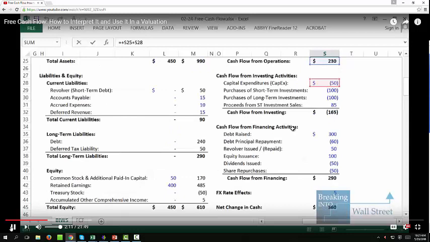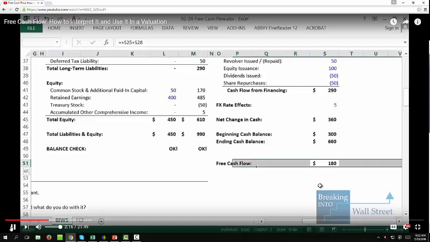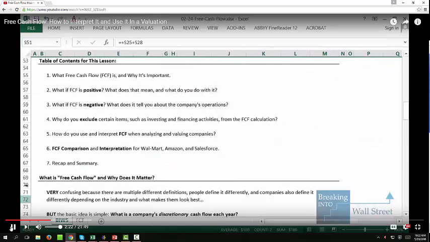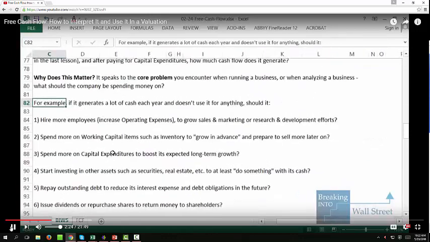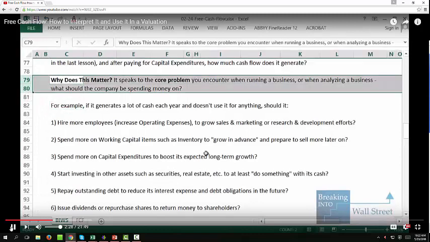And we'll get into that as we progress through the lesson, but I just wanted to lay out the basic definition and show you a calculation for this online training business company that we've been using in these examples so far. The reason why this number is important is because it speaks to the core problem that you have as a manager when running a business, or that you have as an analyst when analyzing a business, which is what should the company be spending its money on?